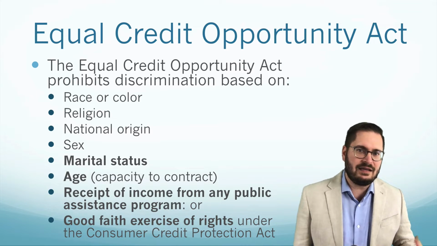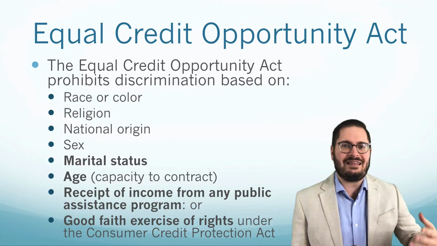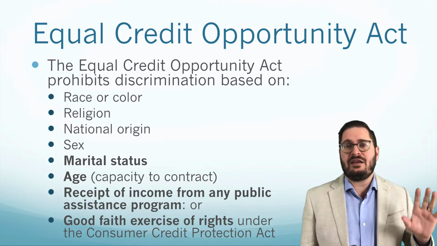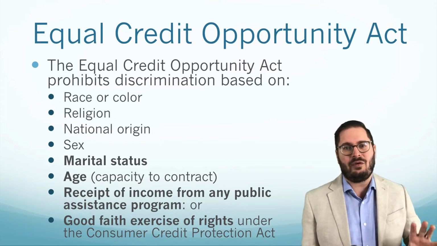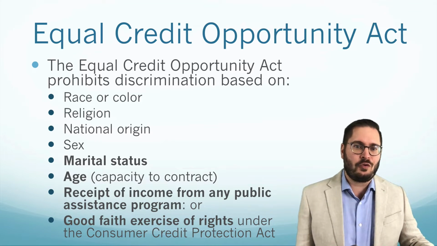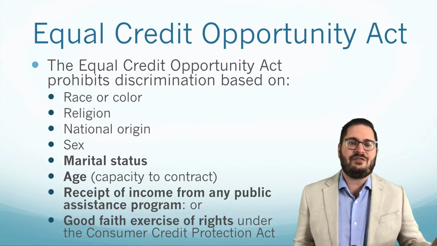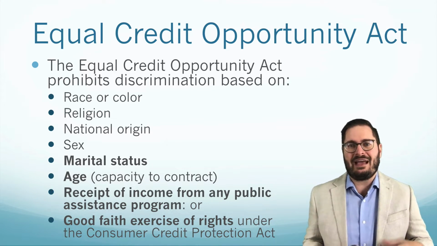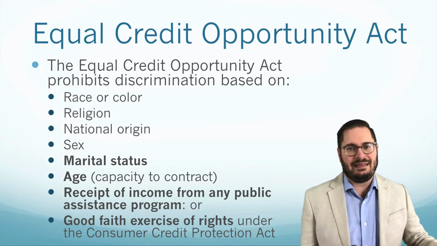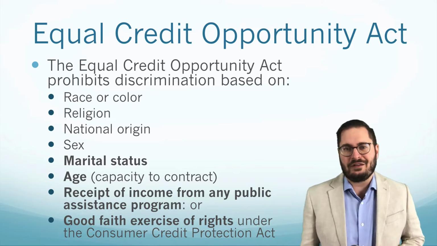Receipt of public income, that has to do with public assistance. So if you have public income or public assistance, you cannot discriminate against somebody for that. That would be things like welfare, child support, Social Security income. Just because they receive that type of income, you cannot deny them a loan just because it's that type of income. Now, if the income is going to cease, that is a different story, but you cannot discriminate based on the type of income being public assistance. And then, of course, you cannot retaliate against somebody because they exercise their good faith right under the Consumer Credit Protection Act by denying them. You can't deny somebody just because they complain against you under their rights under this law.